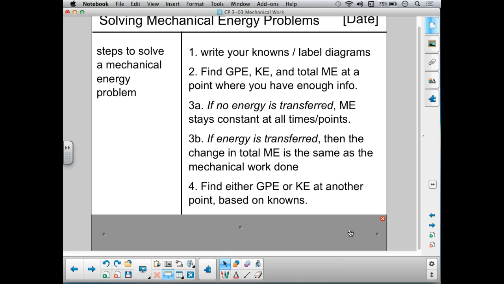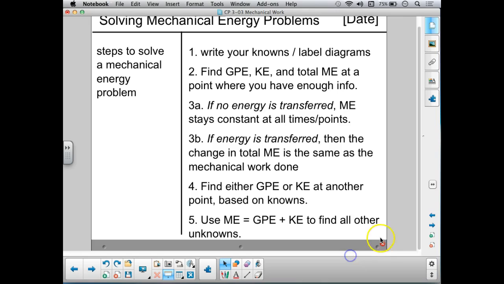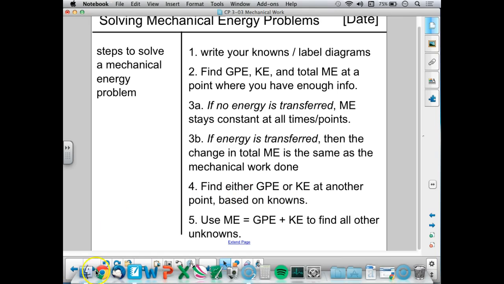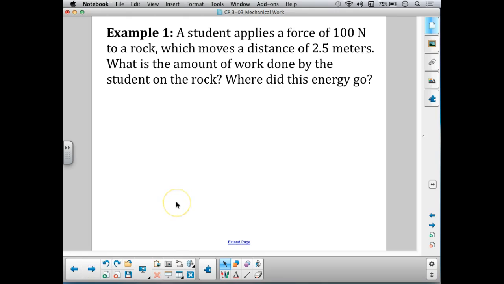Your next step, step number 4, is to find either GPE or KE at another point based on the knowns. And usually you can use the total energy equation, ME equals GPE plus KE, to find all other unknowns. Let's see this step by step in action.